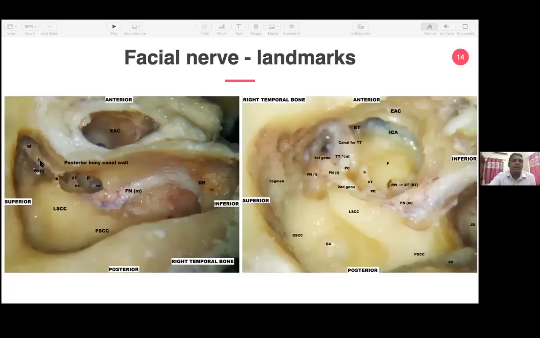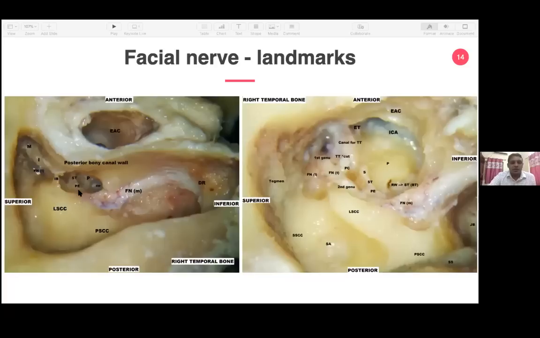These are all landmarks which I am saying. Number one, it lies posterior to a line joining the short process of the incus to the digastric ridge. Number two, the facial nerve lies in the floor of the aditus ad antrum. Number three, the facial nerve lies medial to the incus. Number four, the facial nerve lies anteromedial to the lateral semicircular canal.